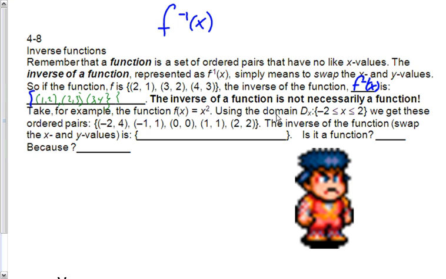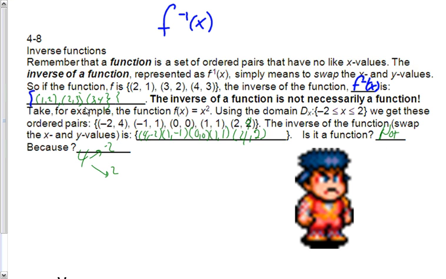But if I looked at x squared from -2 to 2 using just the integers, you can find the inverse by just swapping the points. So it's 4, -2, 1, -1, 0, 0. Swapping 1 and 1, you get 1, 1. And 2 and 4 should swap. This should be a 4. 2 squared is 4. Notice how 4 goes to -2, but it also goes to 2. And if it's a function, we're not going to have that. So this is not a function. It's still an inverse relation, but it's not a function. We're going to deal with inverse functions.